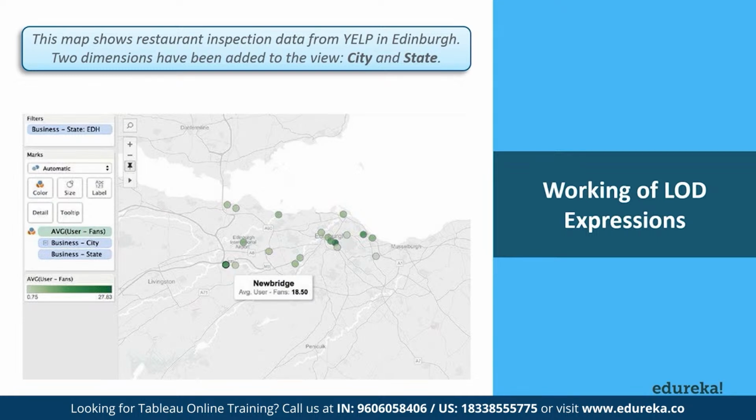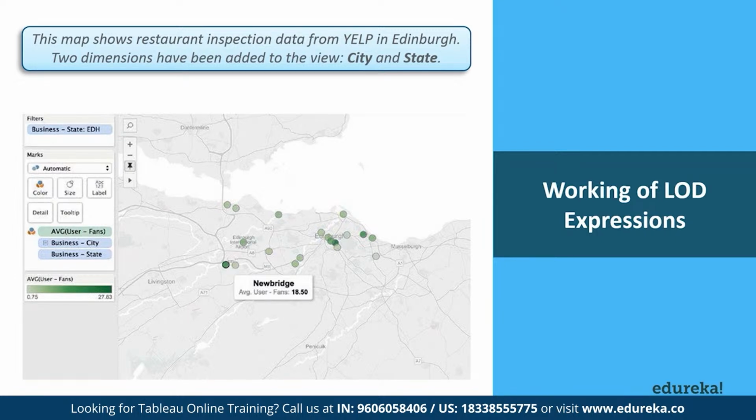Adding more granular dimensions to the view will result in a less aggregated LOD. For instance, we could add business ID to the visualization by dropping it on the detail shelf to see the average use of fans for each individual business. By doing so, we'll also change the visualization. Every single business will appear as a circle on the map.